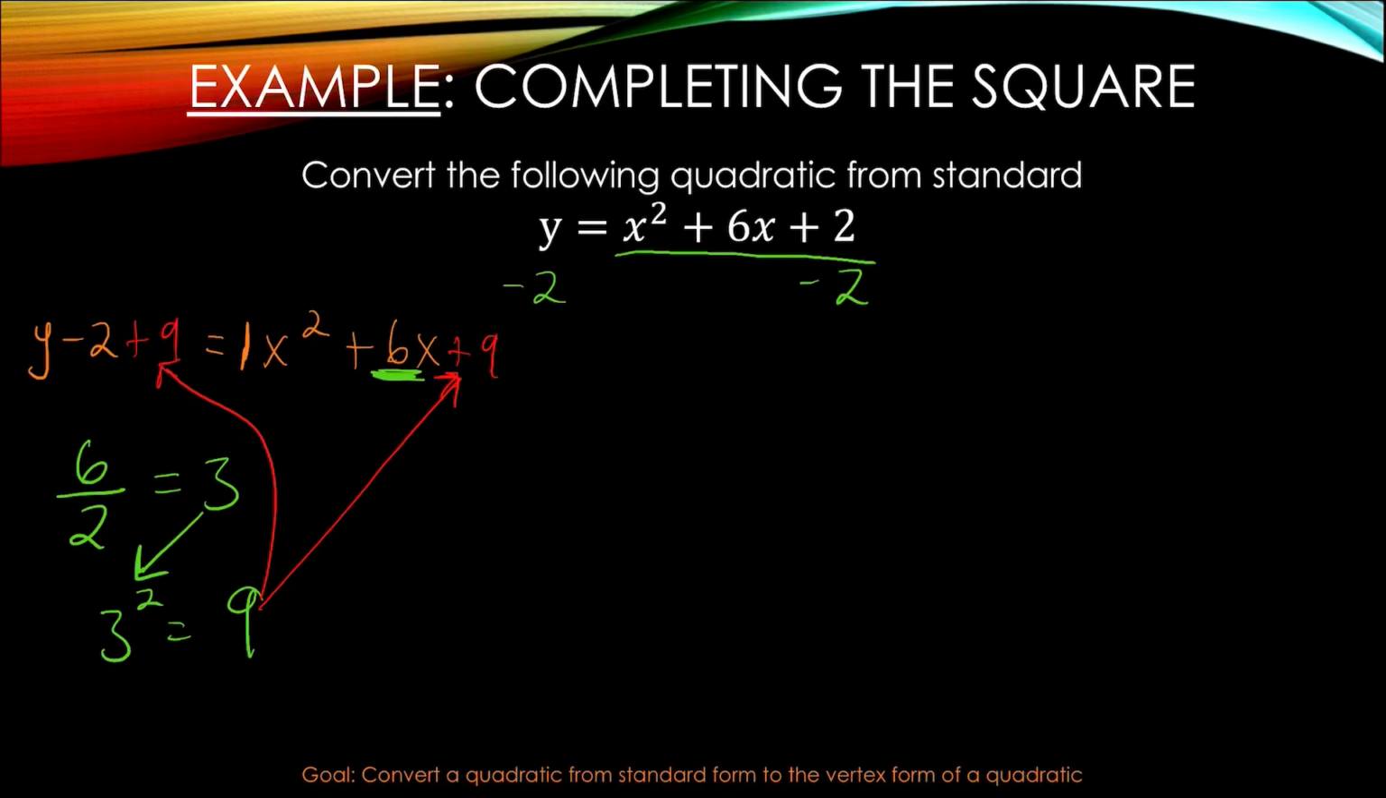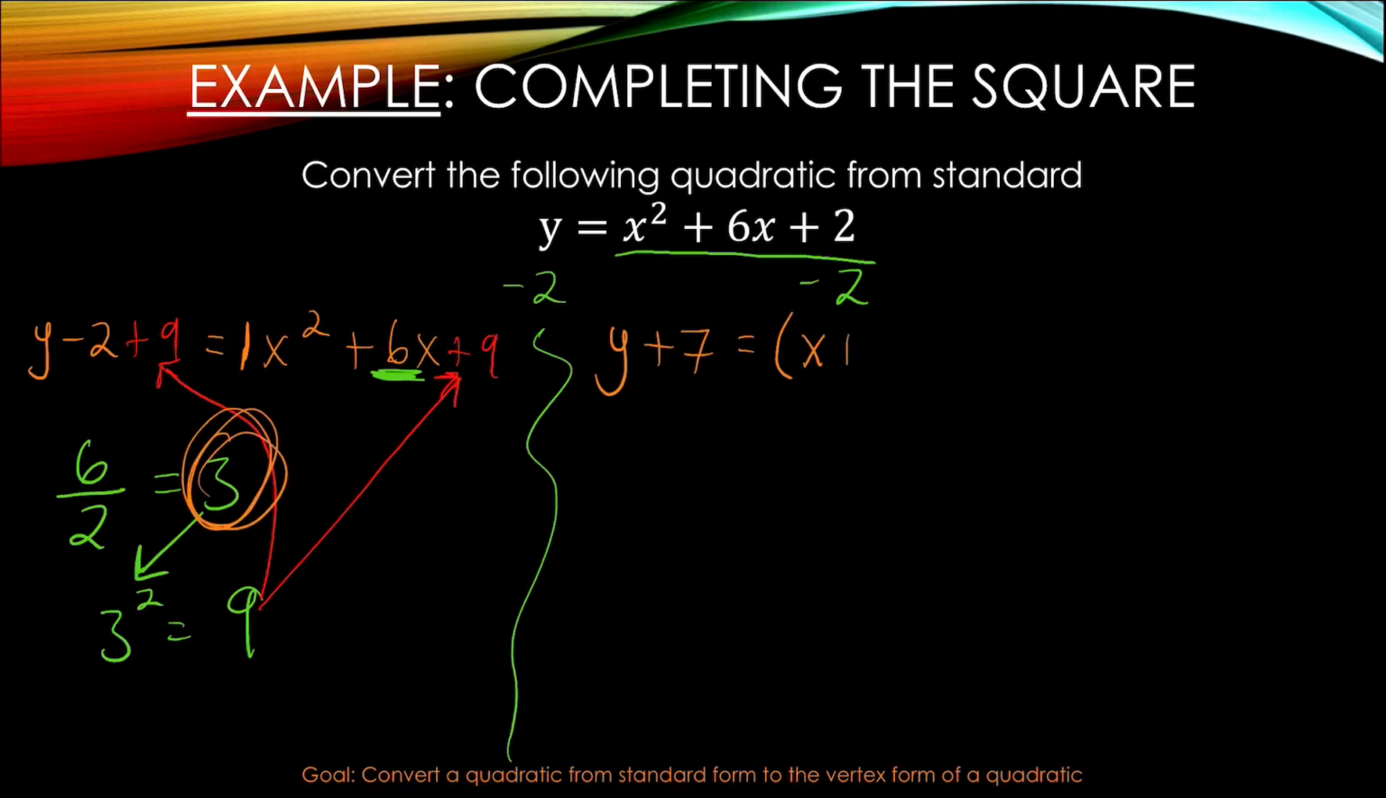Now that I've done that, I created a perfect square on the right side of the equation. So I'm going to simplify the left side. Let's keep things in order here. I get y. Negative 2 plus 9 gives me a plus 7. And now I can factor this right side, and it's going to factor to be x plus whatever I got when I divided by 2, that 3 right there, squared. So we just created a perfect square.